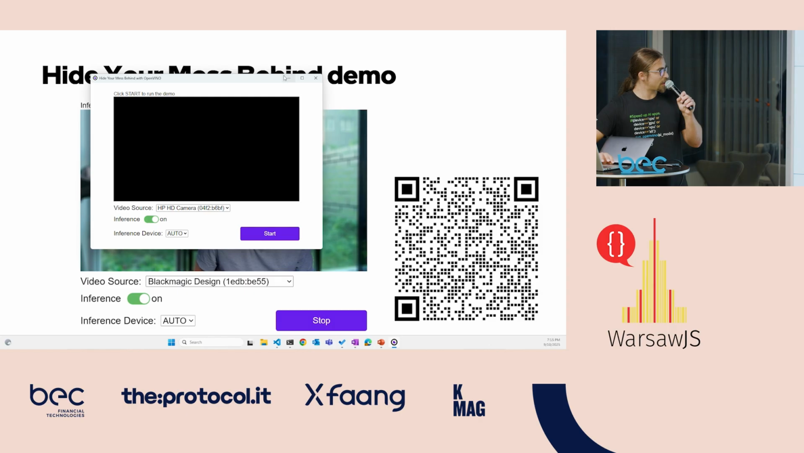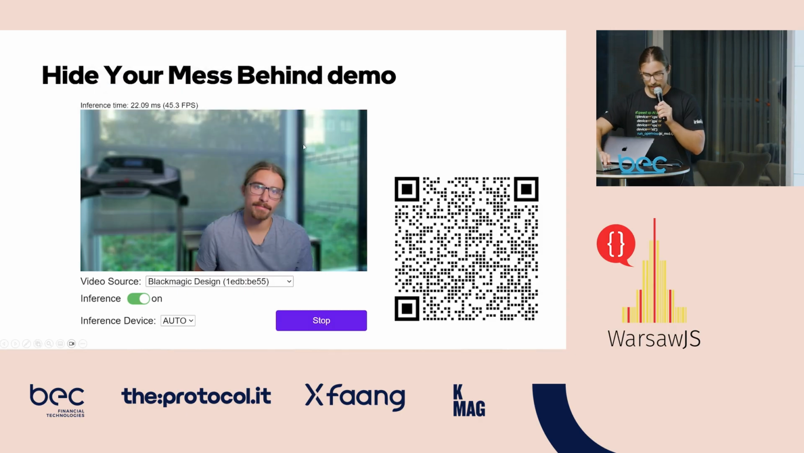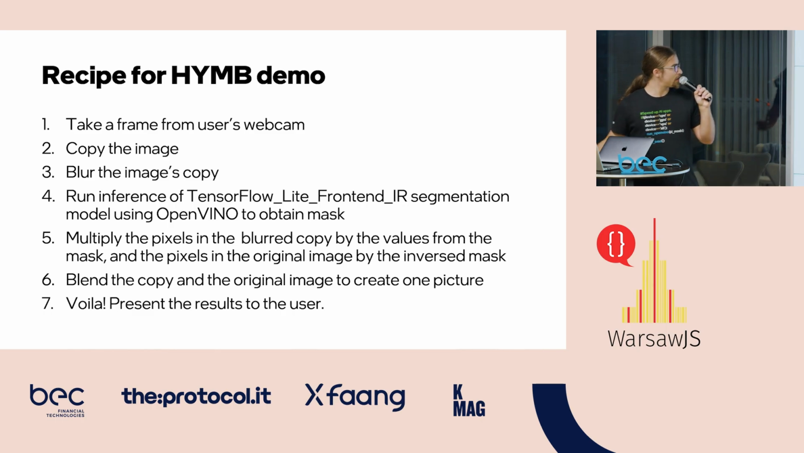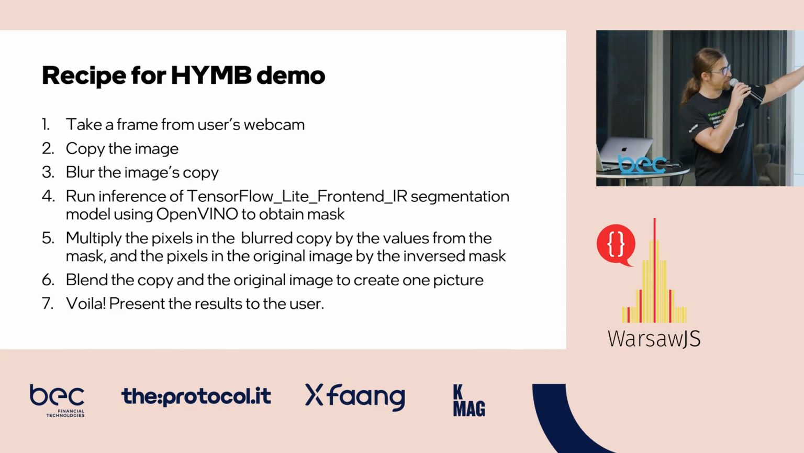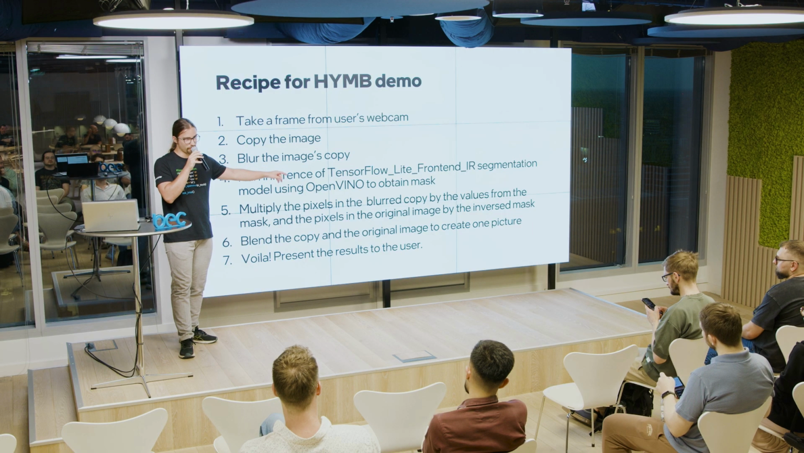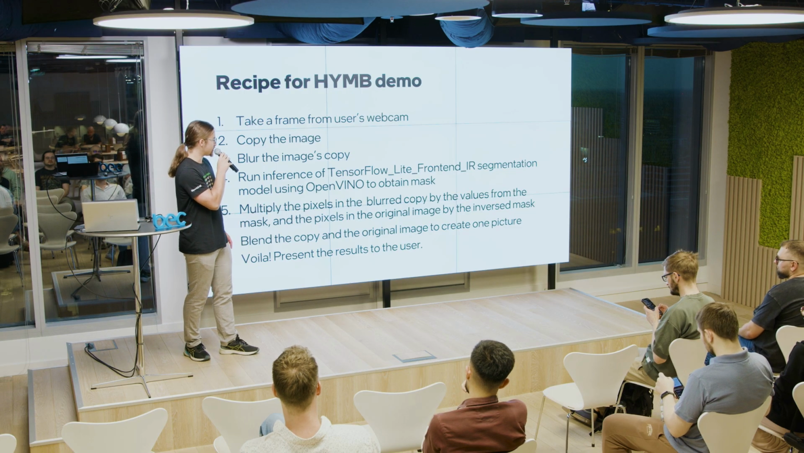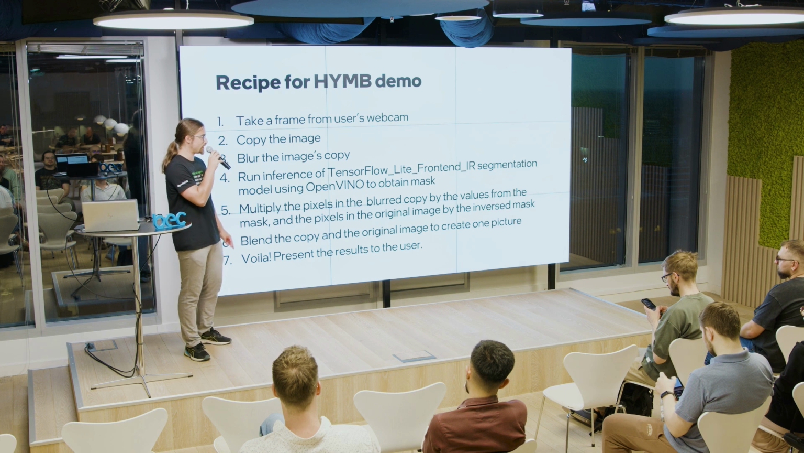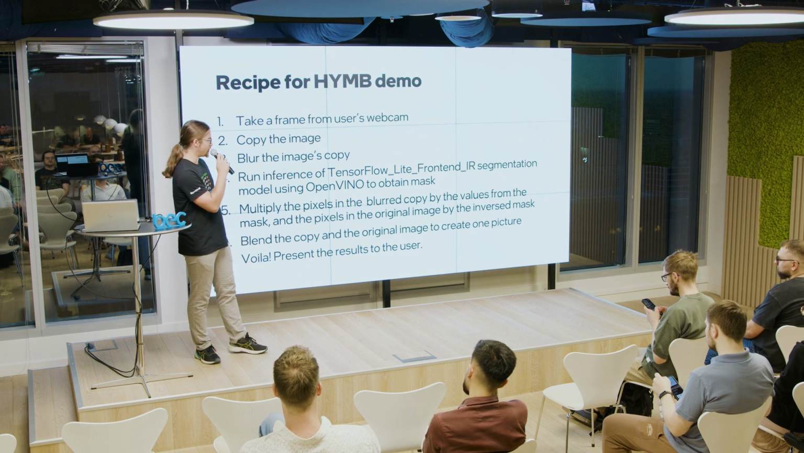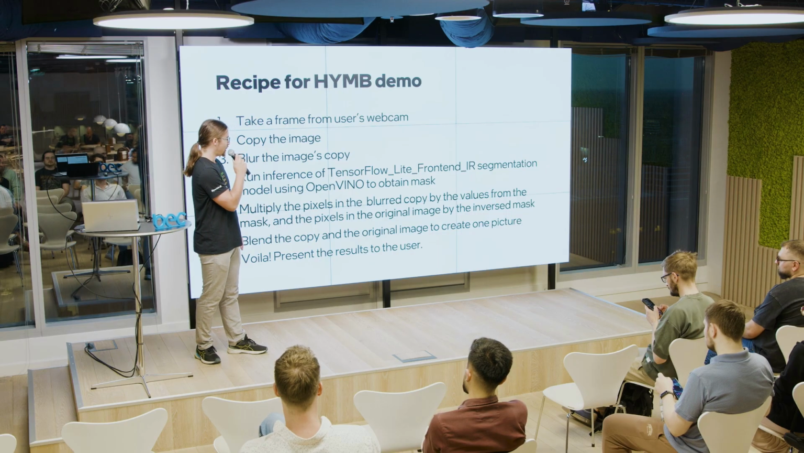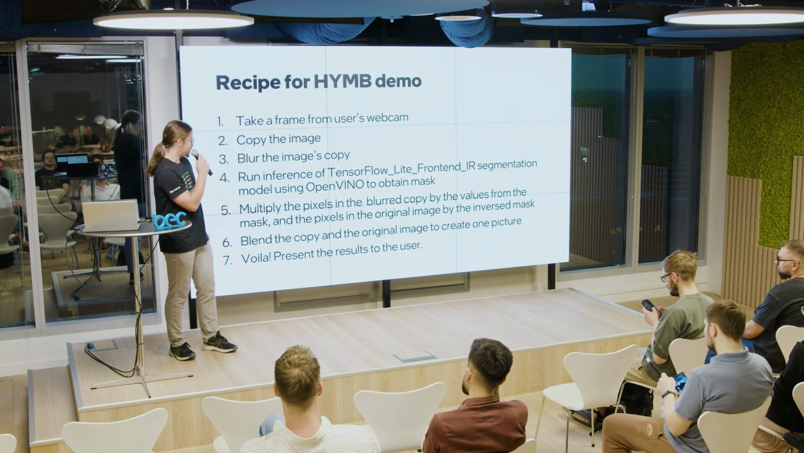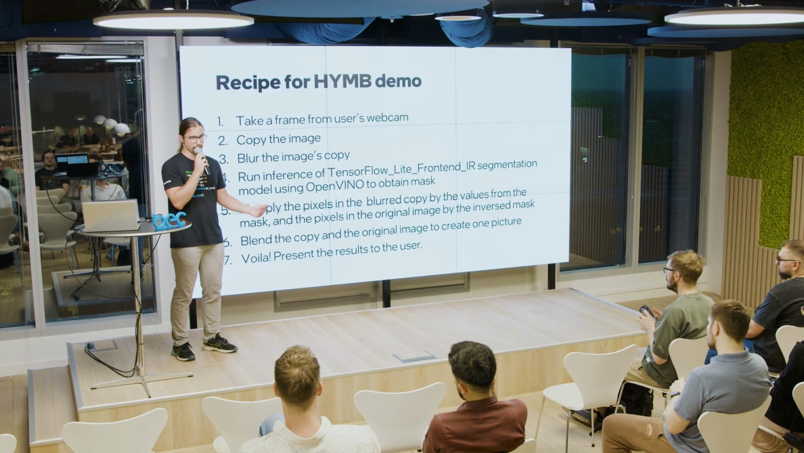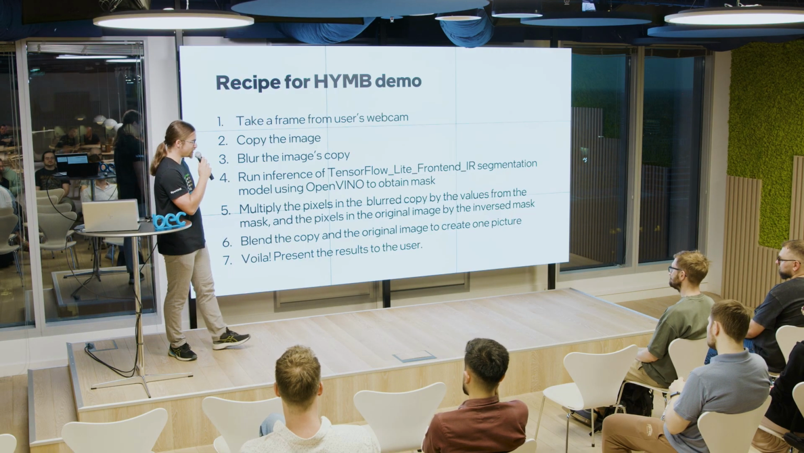Okay, so how to do it? Wait a second. Okay, this is a recipe for hiding your mess behind a demo. So first we take a frame from the user's webcam. Later we copy the image. We blur the image's copy. We run inference of this model we use to run segmentation. This is a TensorFlow Lite front-end IR model from the TensorFlow library, but converted to the OpenVINO framework. And we obtain a mask. So 1 where we blur, 0 where we do not blur.